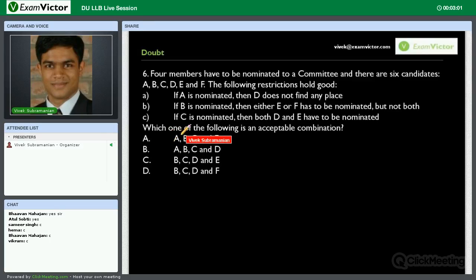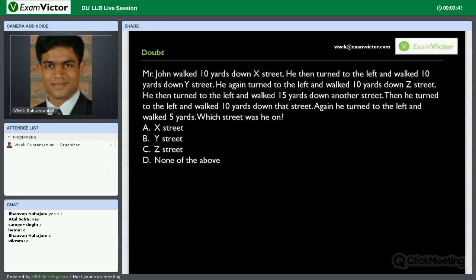If you look at choice A, you have A, B, C and D given here. The first condition says if A is nominated, then D should not be there. That is fine. Then if B is nominated, then either E or F, but not both. That is also fine. Then you look at C. If C is nominated, then both D and E have to be nominated. This one has failed, because you have A, B, C and E. So C was nominated, but D is not there. Only E is there. So you cancel out choice A. Similarly, you'll be able to cancel out choice B and choice D, and you'll be left with choice C only, which is the right answer. So that's good. Let's move to the next question.